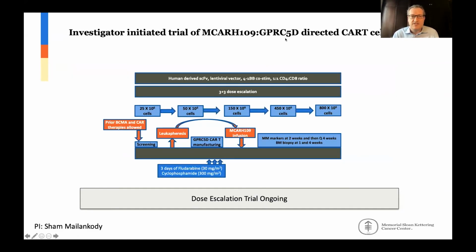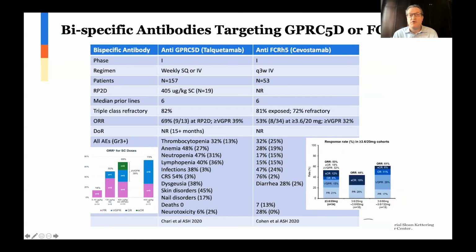So I'm happy to say that we have a GPRC5D directed CAR T cell therapy that's undergoing dose escalation now. I think we've treated about 10 patients on this study, and Sham Malankody is the PI at our place investigating this. And there have been bispecific antibodies targeting both GPRC5D or FcRH5, and some data was reported for these at ASH this past year. And again, these trials allowed prior BCMA exposed individuals. What one can see is that you do have pretty meaningful responses, particularly when higher doses or high effective doses of these agents were achieved.